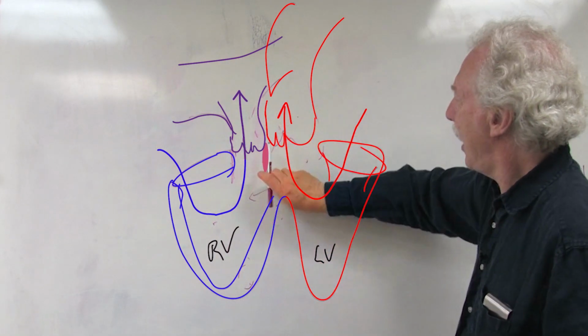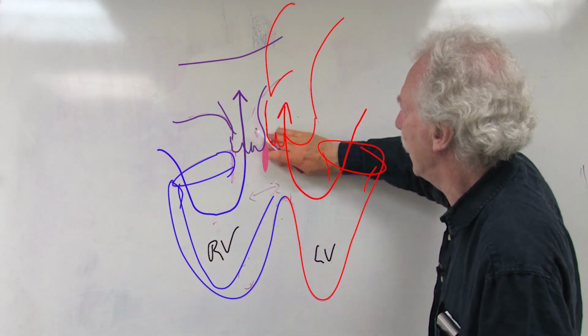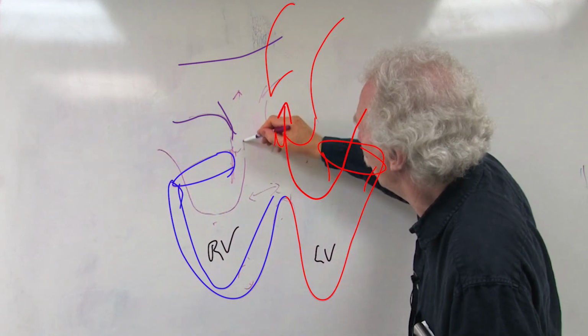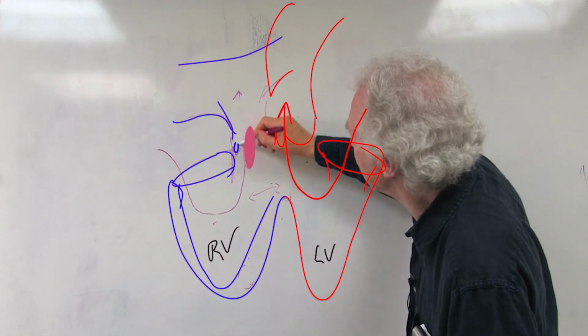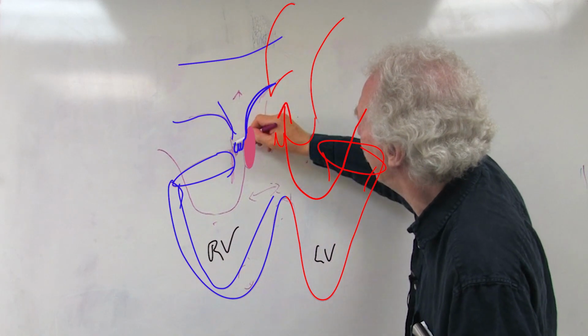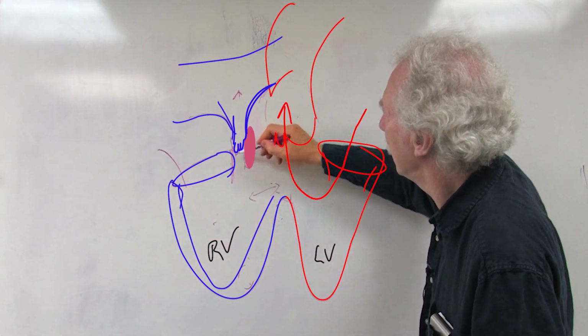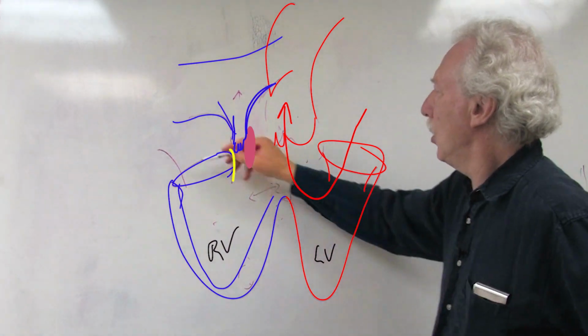Let's just leave that alone for a while, and let's take the opposite extreme. Instead of having very little malalignment, let's have an awful lot of malalignment. Let's get rid of this and move our conal septum way over here, and we have a tiny little right ventricular outflow tract. So what happens in that case?